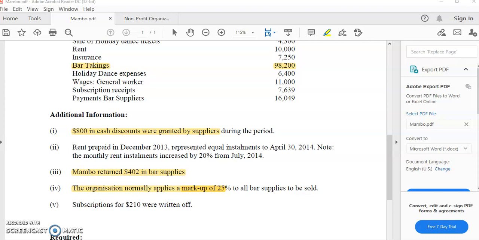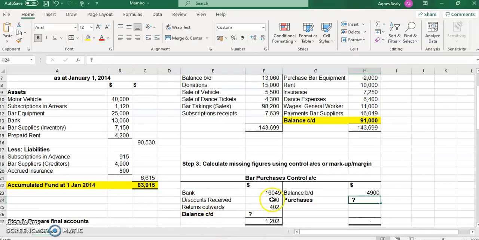But what we know in this question is our sales. We know the bar takings. We know that sales are $98,200. So what we can do is take our markup and convert it to a margin so that we can work out what our gross profit is, and then we can use those figures along with other figures to work out our purchases. Okay, so let's look at converting our markup to a margin and then going from there to work out other figures.